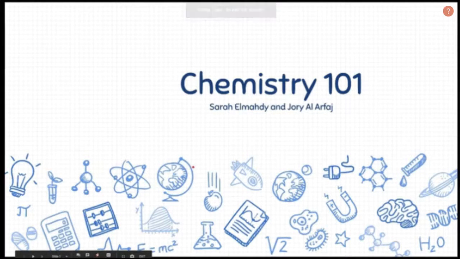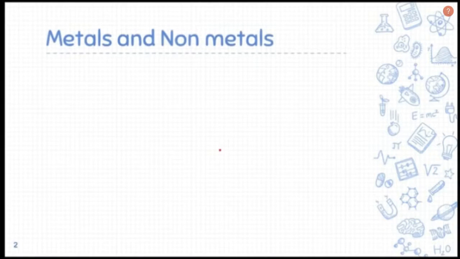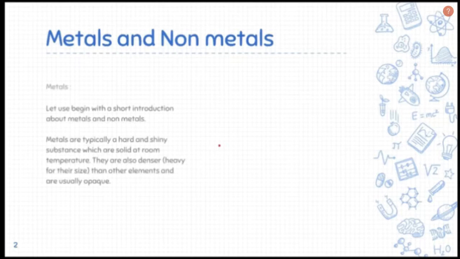Today we're going to be discussing the basics of chemistry, and we're going to start by distinguishing what metals and nonmetals are. Metals are typically a hard and shiny substance which is solid at room temperature.